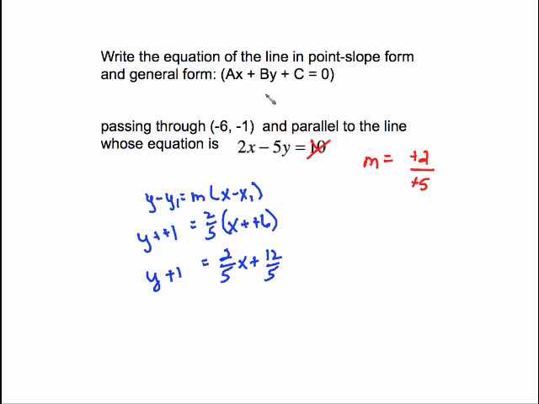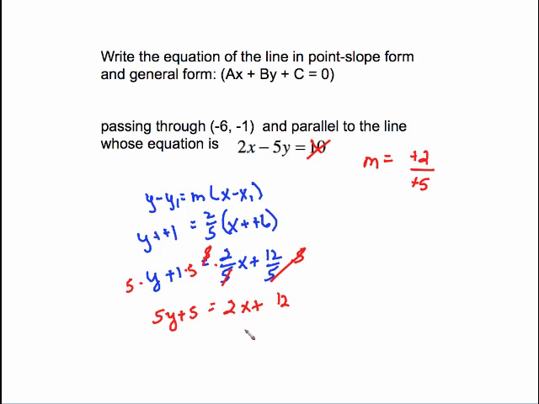Remember, we want to go into the general form, so I want everything piled up on one side equal to 0, and I'm not allowed to have fractions. So we're going to multiply everything by this common denominator of 5, and everything must be multiplied by the 5. So 5 times y is 5y. 5 times 1 is 5. On this side, the 5's cancel. We get 2x. And on this side, the 5's cancel, and we get 12.